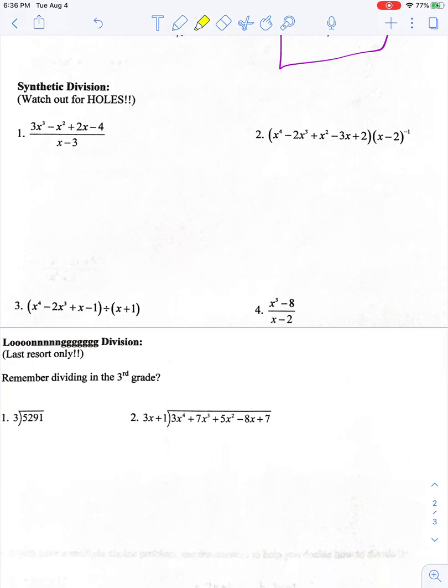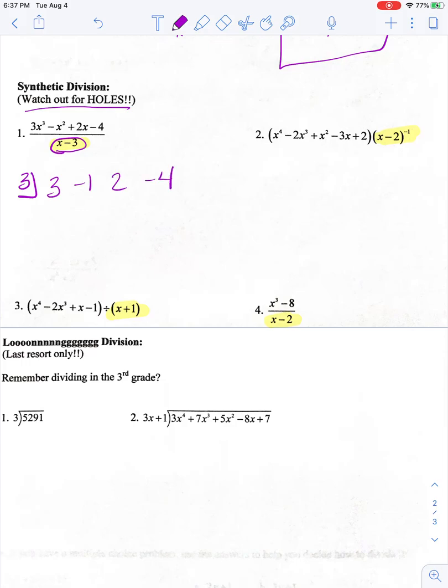Synthetic division, and again, you can tell on all of these, I am dividing by x plus something or x minus something. No coefficients and no powers. To do that, I always put the solution to that on the shelf. So some people always say it's the opposite sign, you know, however you want to think about it. You do need to watch out for holes on the top.